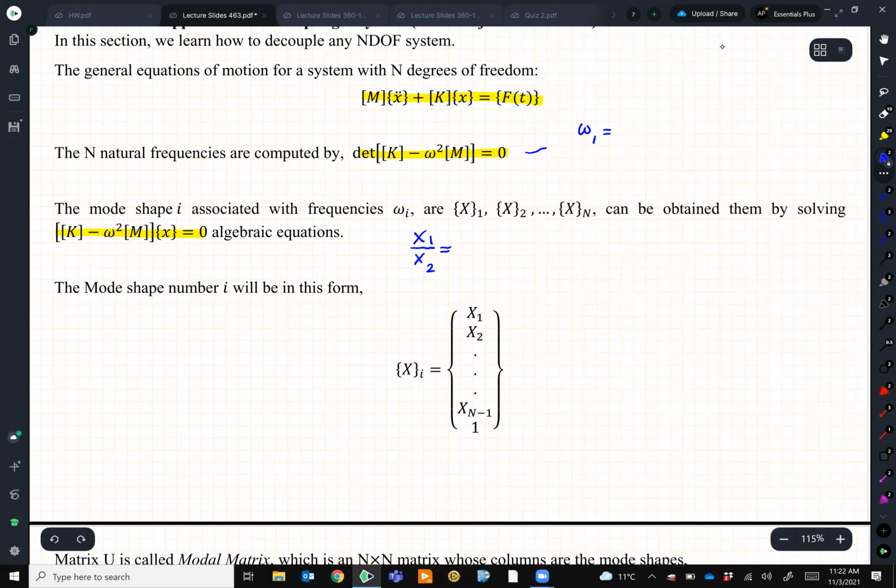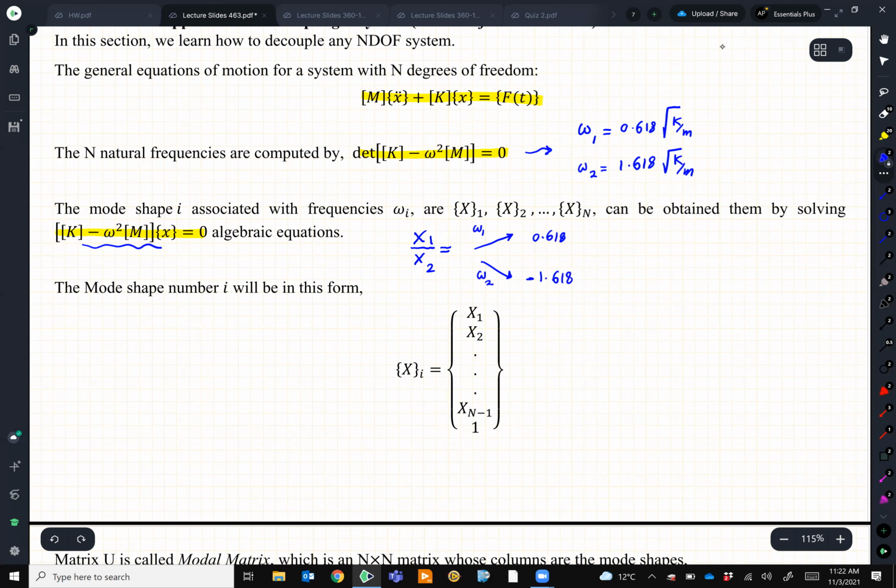So you solve this one, you will find the natural frequencies, which for that example, we managed to find that the first natural frequency is this, and the second was 1.618 square root of k over m. Second step, you will solve this algebraic equation, and from that, you find the ratio of x1 over x2. So the ratio of x1 to x2, when it is omega 1, we managed to find that number to be 0.618. And when it is omega 2, that number was -1.618.